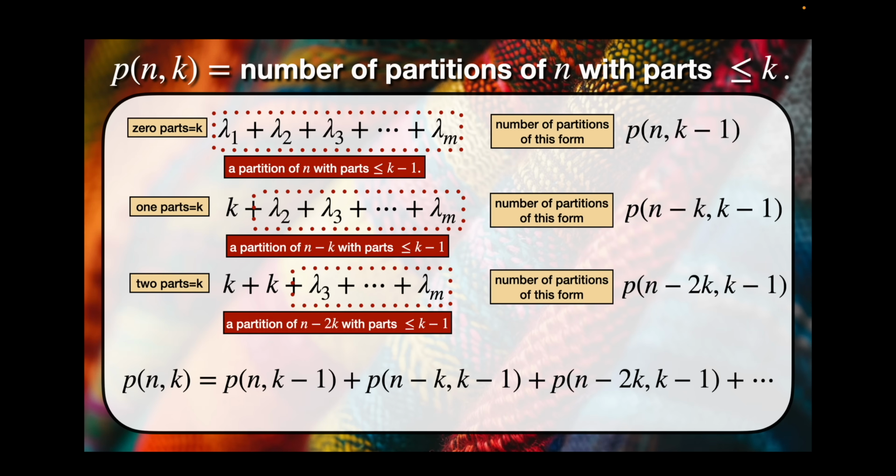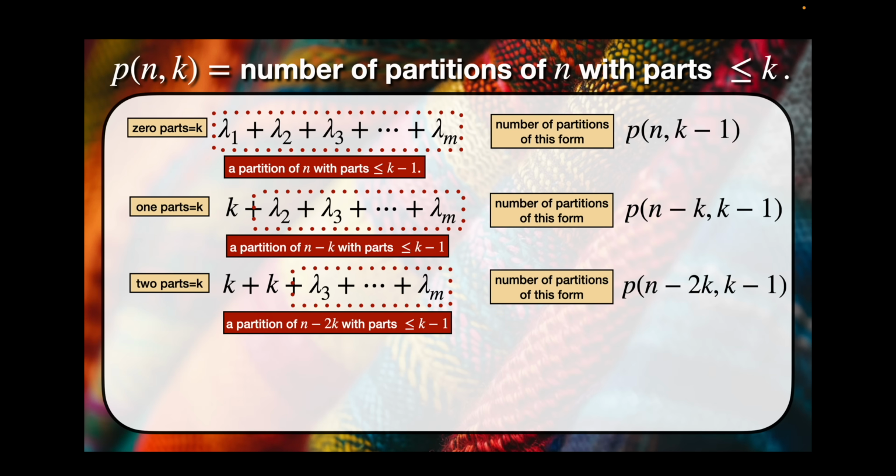So we've got p(n,k) = p(n,k-1) + p(n-k,k-1) + p(n-2k,k-1), and so on and so forth. And that's going to stop when you have n minus something times k is less than 0. Now we could put this all together as p(n,k) equals the sum as j goes from 0 to infinity of p(n-jk,k-1).